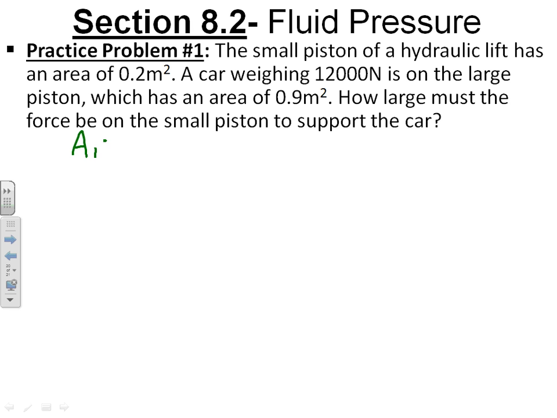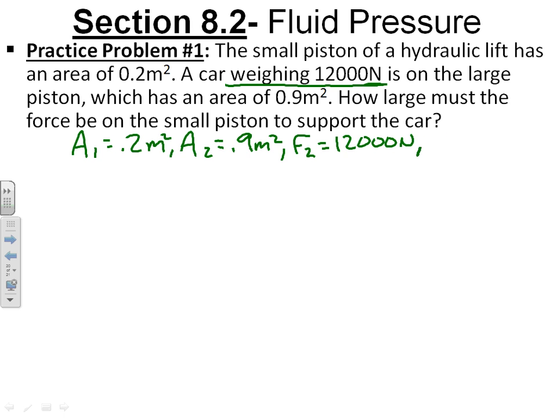We know area 1 is equal to 0.2 meters, we know that area 2 is equal to 0.9 meters. Oh, squared. Don't forget to square that. It's area. Now the forces. This can be a little bit confusing. The car has a weight of 12,000 newtons, so that is actually going to be force number 2. Remember, weight is a force. That's why it's in newtons. So force 2 is equal to 12,000 newtons. Force 1 is what we're looking for. We want to find out how much force you need to apply to lift that car.